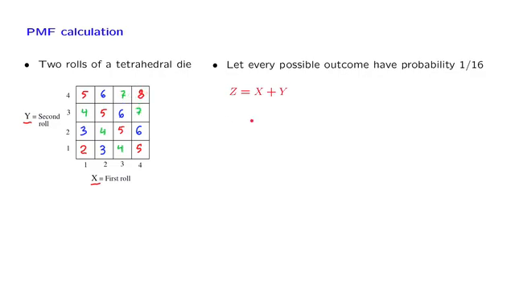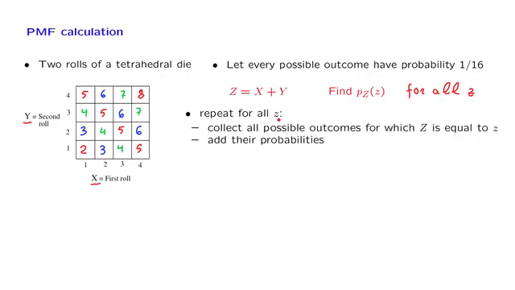What we want to do now is to calculate the PMF of this random variable. What does it mean to calculate the PMF? We need to find this value for all choices of little z, that is, for all possible values in the range of our random variable. The way we're going to do it is to consider each possible value of little z one at a time, and for any particular value, find out what are the outcomes, the elements of the sample space, for which the random variable takes on this specific value, and add the probabilities of those outcomes.